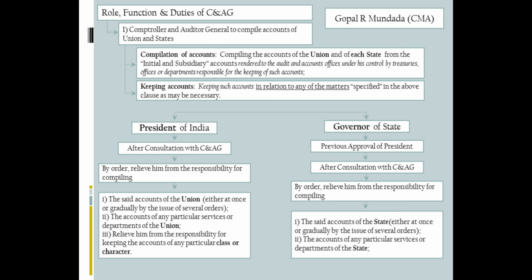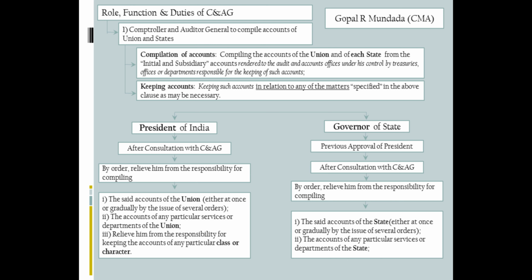This permission is basically given by the President of India after consultation with the C&AG. Before giving the relief, the President shall consult with the C&AG, and after the consultation, if the C&AG permits, then the President of India by order relieves him from the responsibility of compiling the accounts of the union, the accounts of any particular service or department of the union, and relieves him from the responsibility of keeping the accounts of any particular class or character.